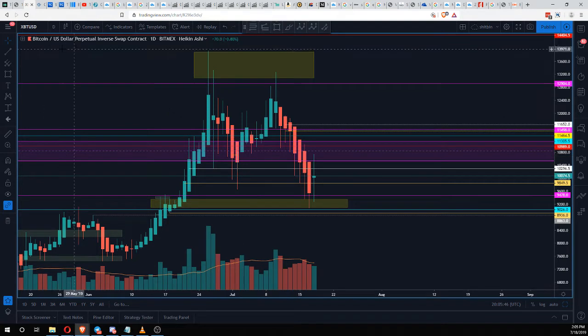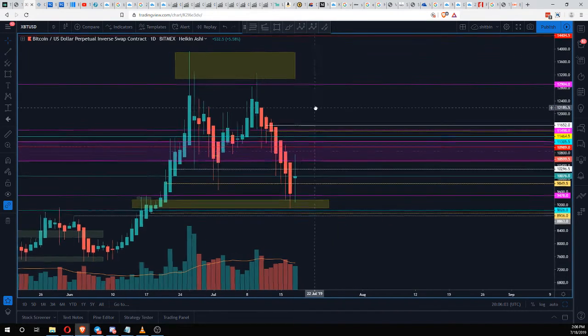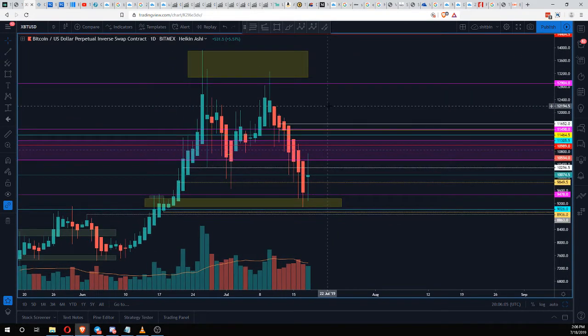So I am on the perpetual swaps, basically the perpetuals through BitMEX, and that's because that's what I trade. So I mostly trade margin on Bitcoin and ETH. So anyway, it's been a while since I shot a video. I wanted to show you this and break down the structure.